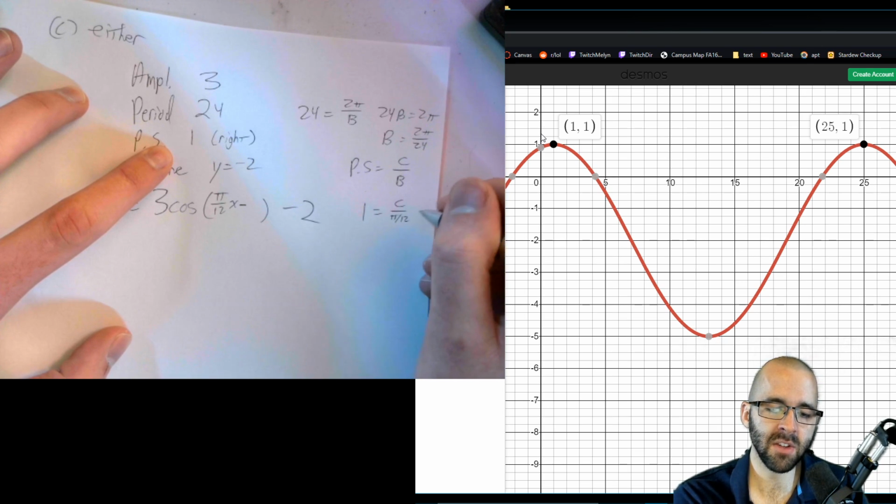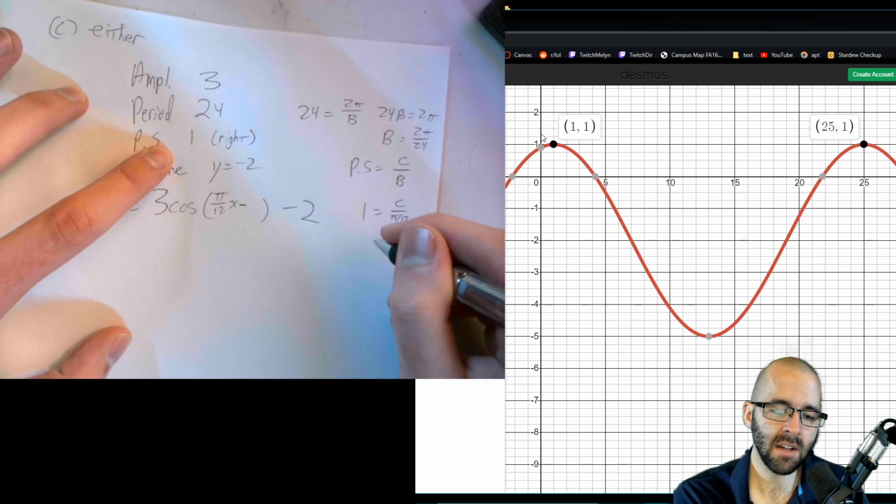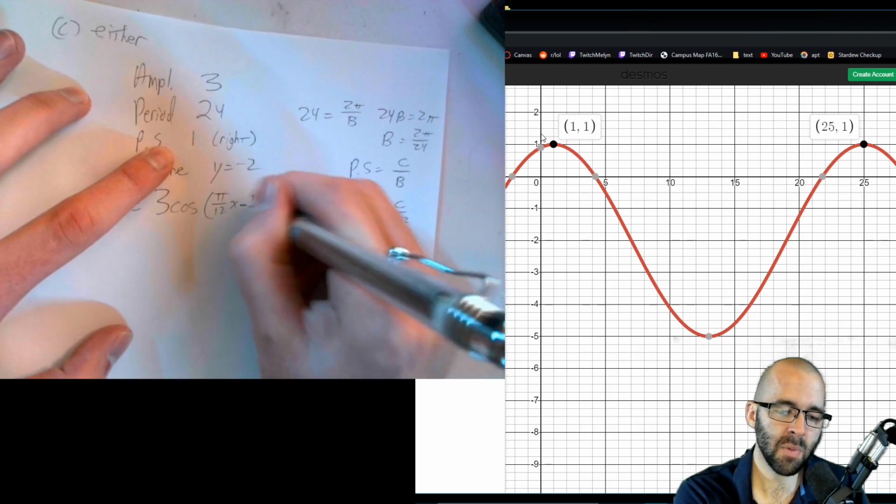Multiply both sides by pi over 12 to find out what c is. And then you're going to get pi over 12 times 1, that's just 1, equals c. So pi over 12.